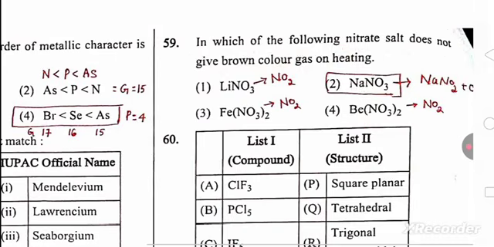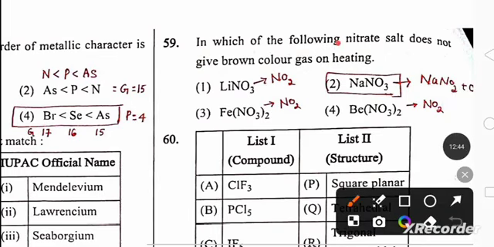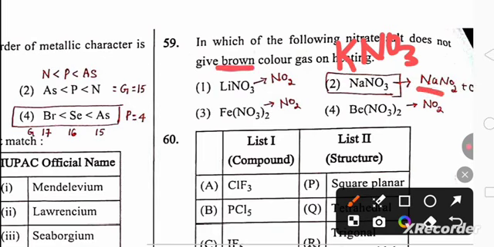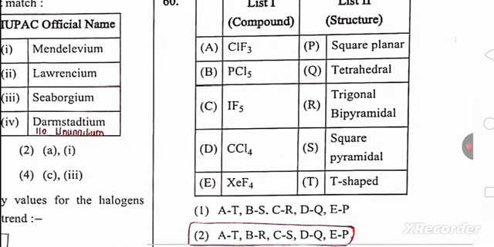So among the four options, sodium nitrate and including potassium nitrate also, on decomposition, they do not give nitrogen dioxide brown color gas. Instead, they give NaNO2 and O2. So NaNO3 and KNO3 is the right answer. Let us move to the next question.